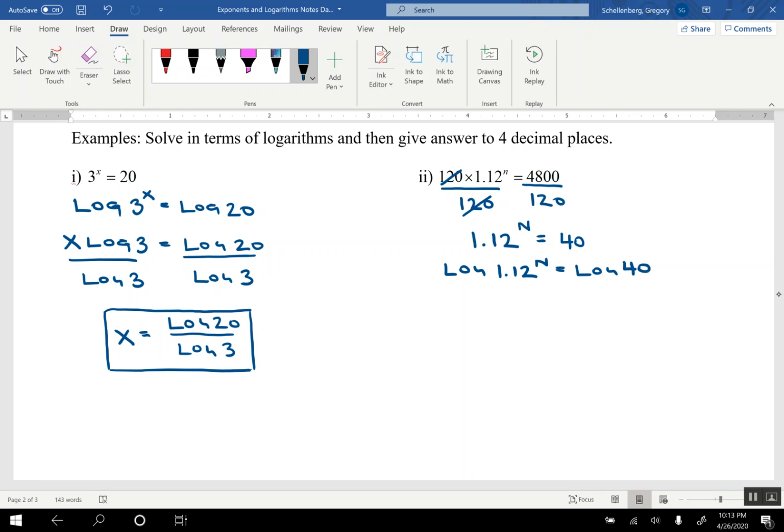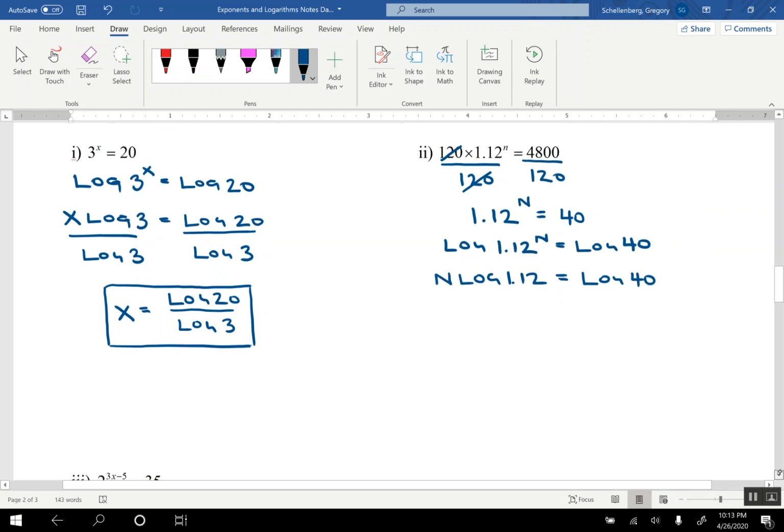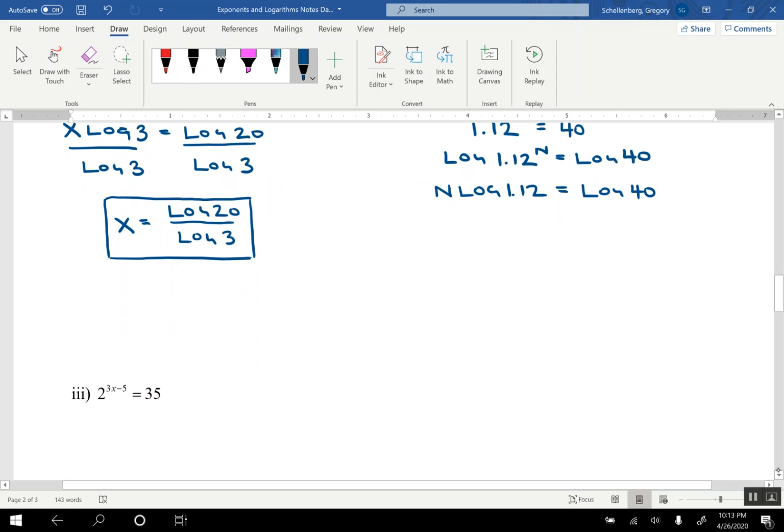We'll bring the n out in front. N times the log of 1.12 is equal to the log of 40. And we'll divide both sides by the log of 1.12. So we get that n is equal to the log of 40 divided by the log of 1.12. And again, you would just directly plug that into your calculator. Log 40 divided by log 1.12.